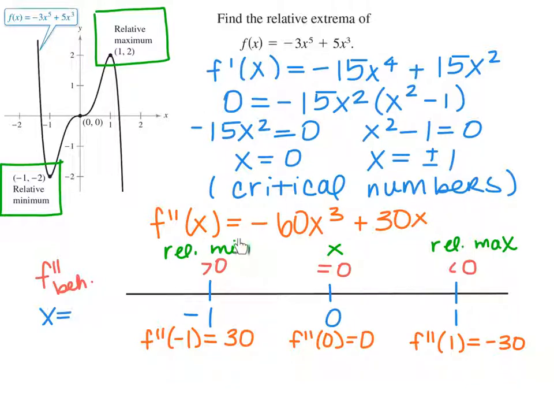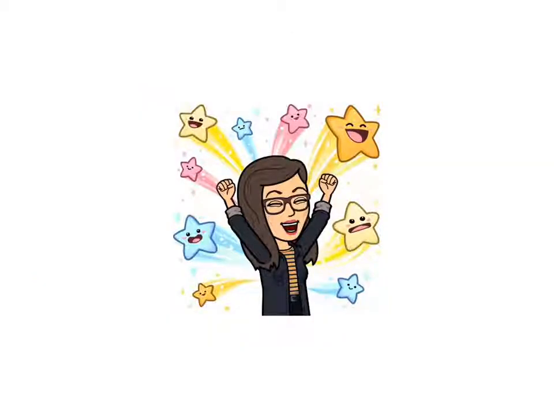So I get a positive result from x equals negative 1, which means that that's a relative minimum. And then at f double prime of 0, I get it to equal 0, so that's nothing. And then the second derivative at x equals 1 gives me a negative answer, which means that I have a relative maximum. So these are my extrema. My relative max is at (1, 2), and my relative minimum is at (-1, -2). And that's going to do it for this video. Thanks for watching.